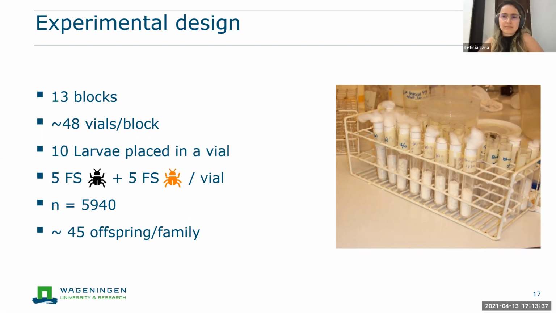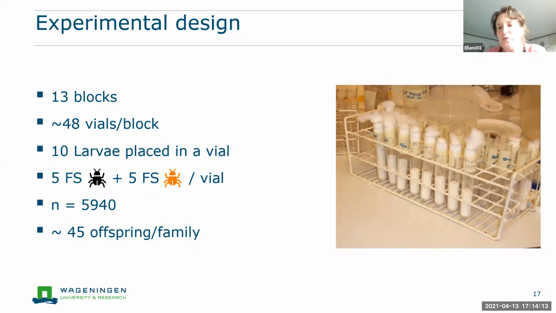So to collect the phenotypes, we split the experiment in different blocks. We had 13 blocks and every 2 weeks, a new block started. And in each block, we had 48 trays. And in each tray, we placed 10 larvae, 5 full sibs of one population and 5 full sibs of the other population. And in the picture, you can see a block and the trays. So this is how they were kept.